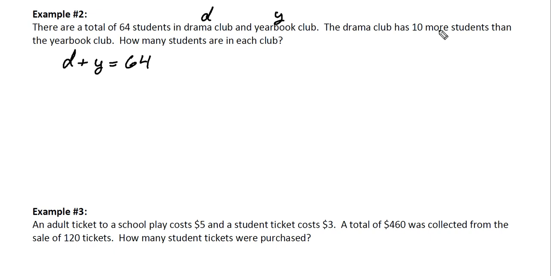All right, how I like to rephrase this is the drama club is the same as the yearbook club, okay, but it's got 10 more students. So the drama club is the same as the yearbook club, or D equals Y, except it's got 10 more. So the drama club is the same as the yearbook club plus 10. So D equals Y plus 10. Now we've got our two equations.